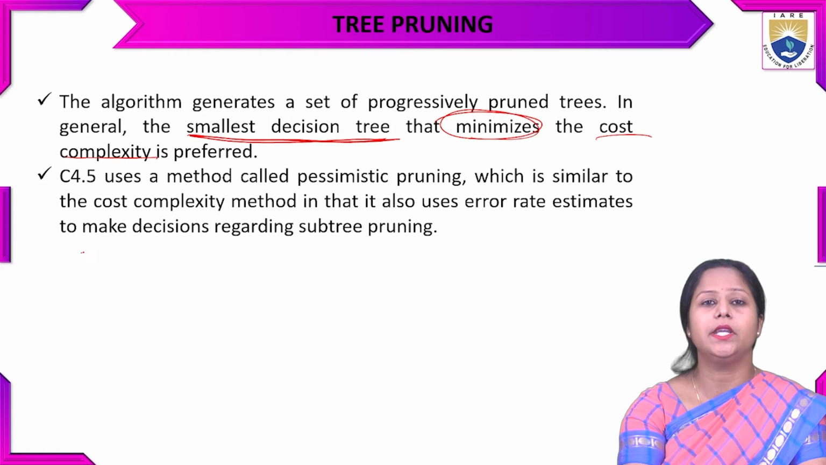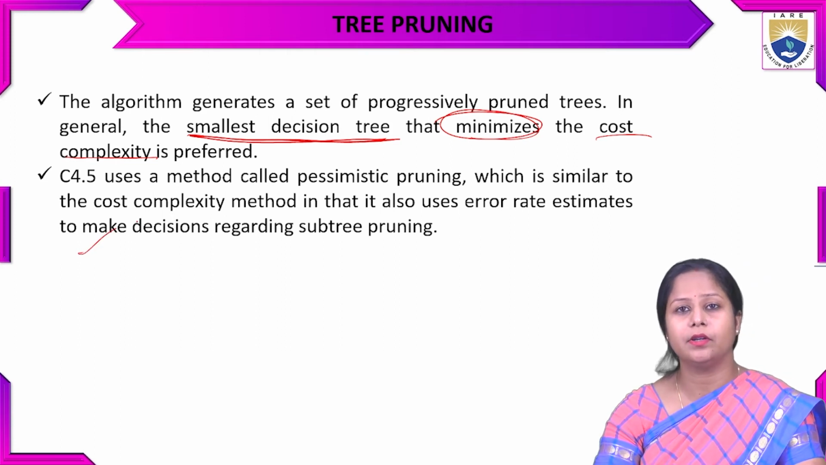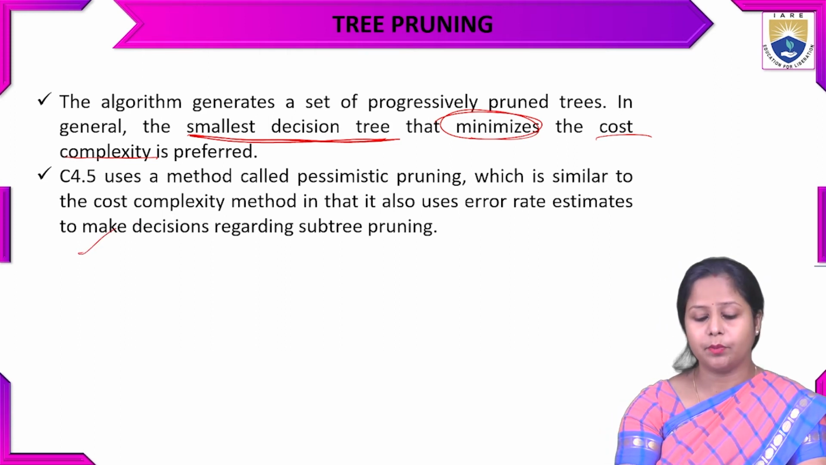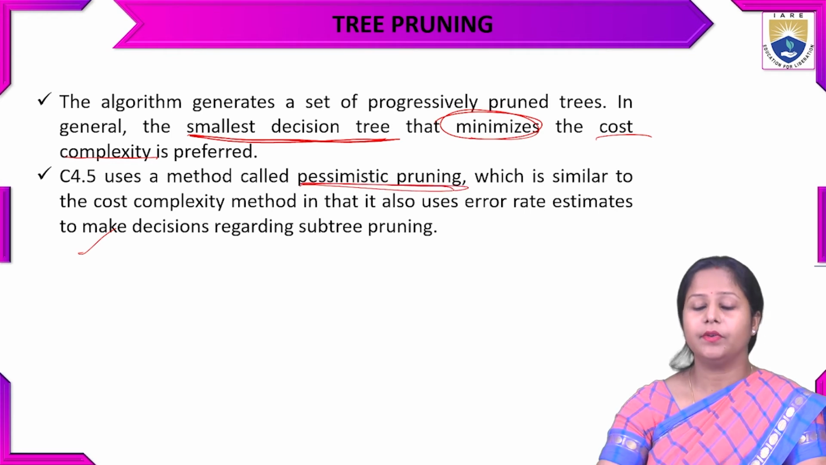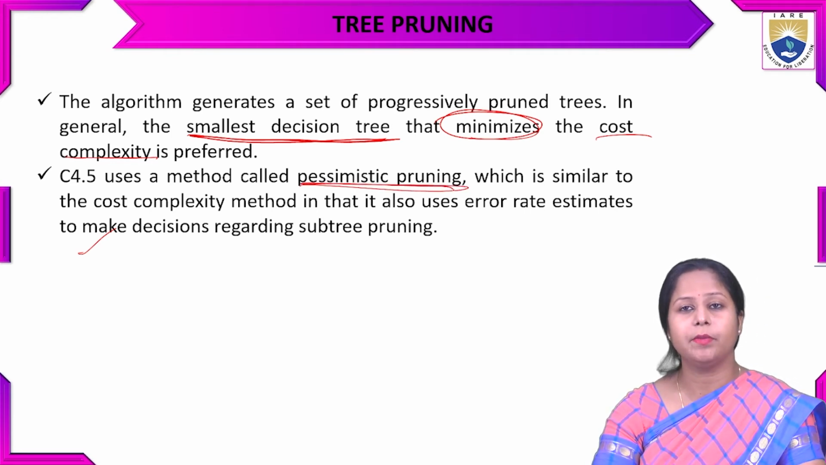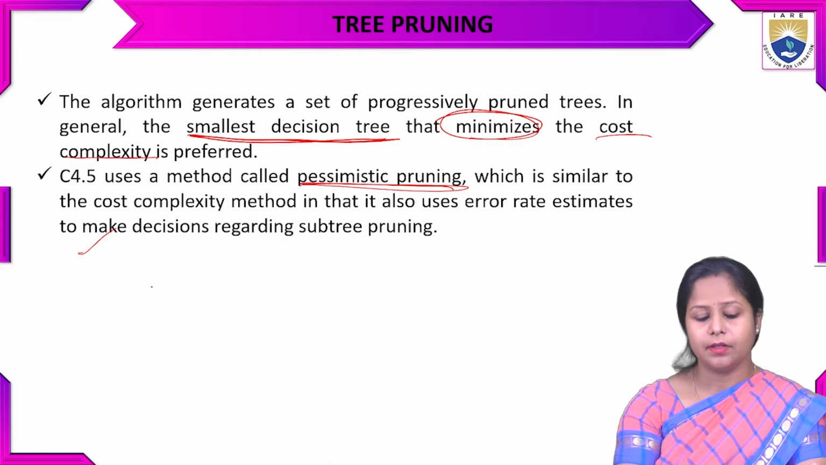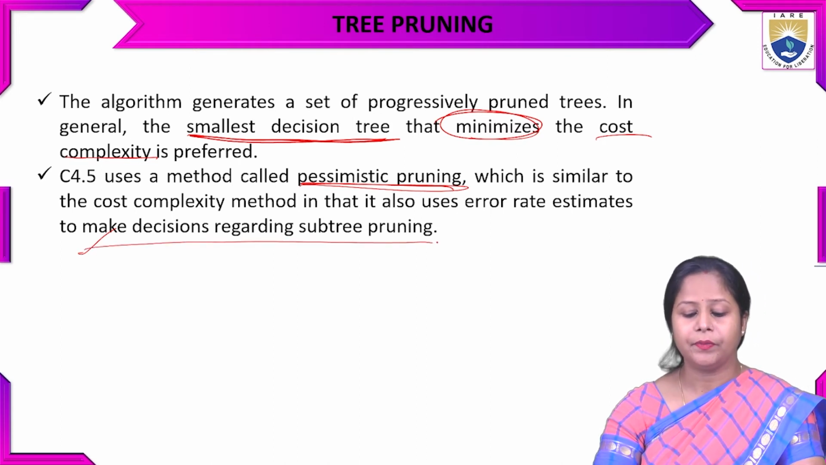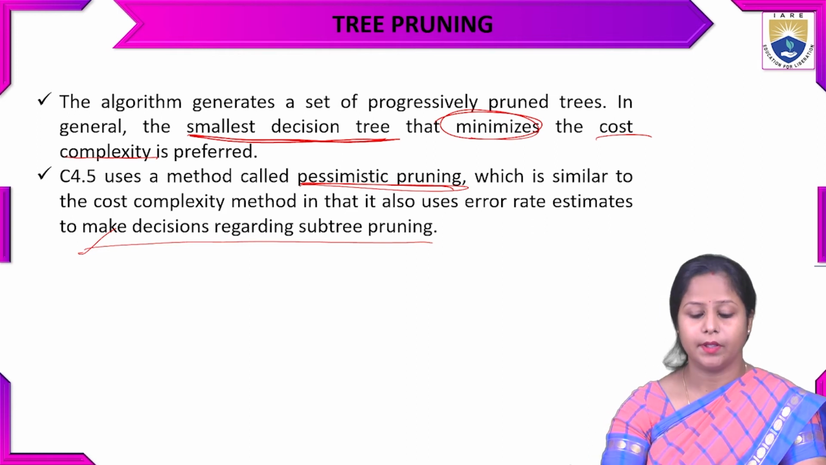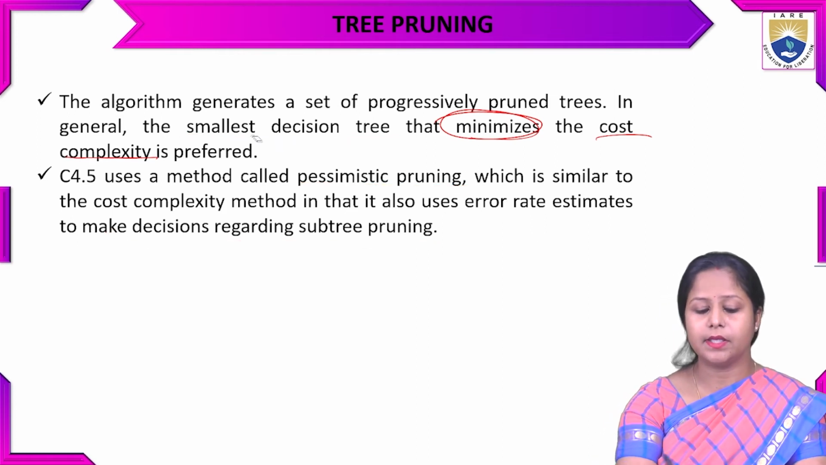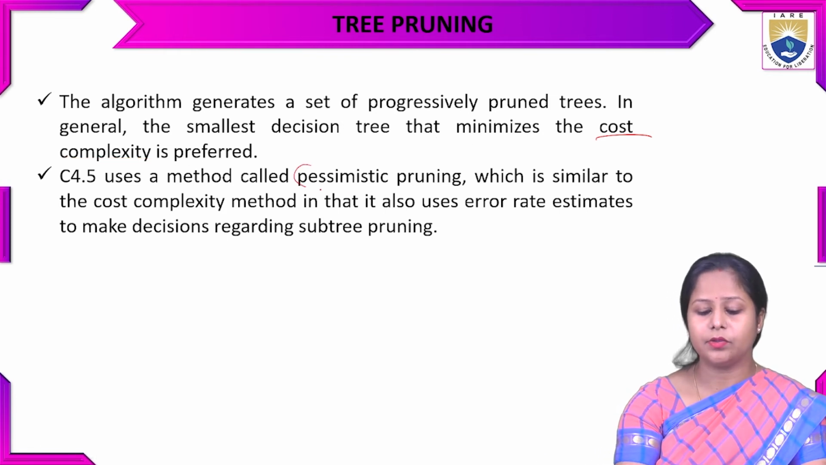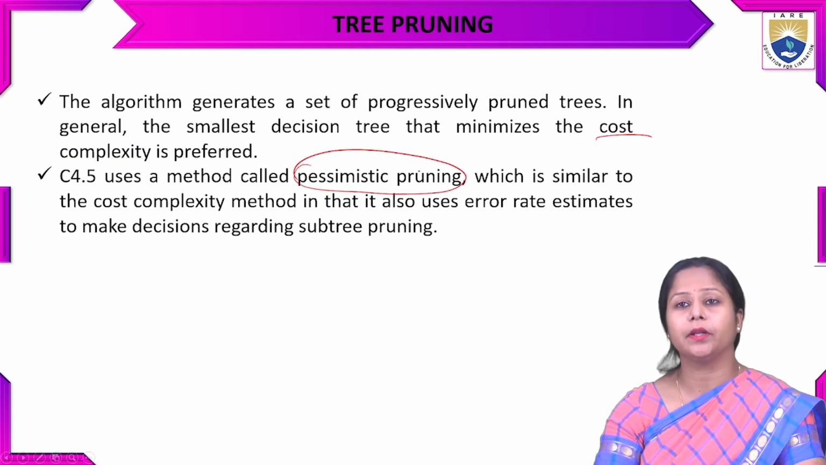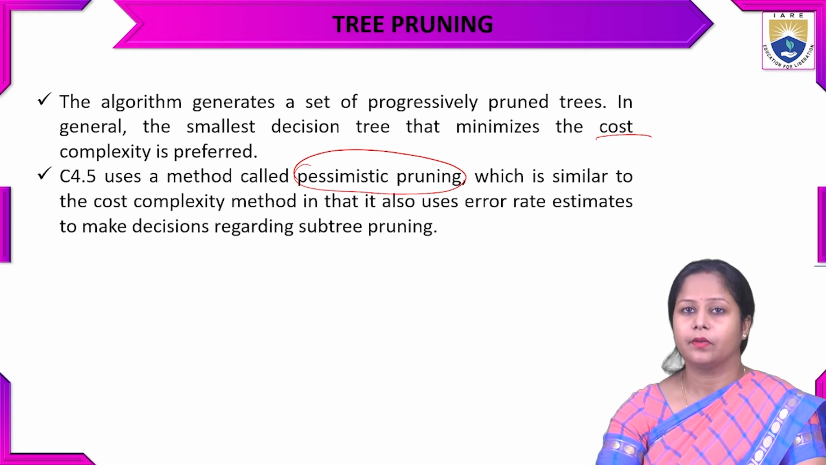In C4.5, it uses a method called pessimistic pruning, which is similar to the cost complexity method in that it also uses error rate estimates to make decisions regarding subtree pruning. So the C4.5 method is using the pessimistic pruning of the branches, right?